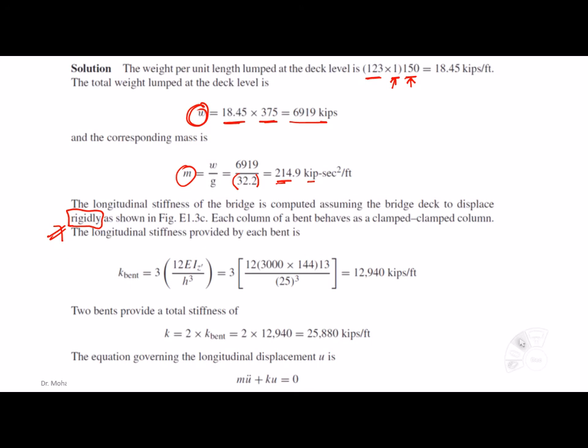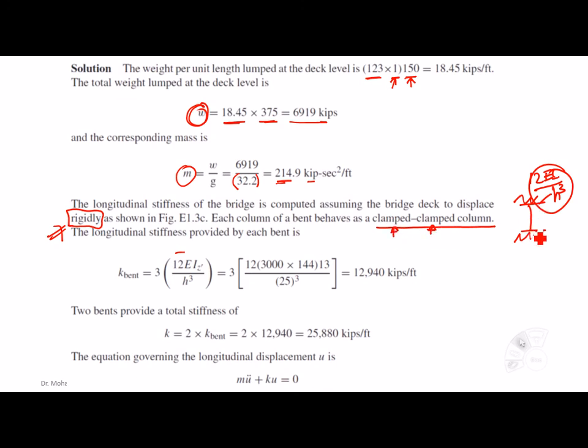The inertia force is rigidly distributed among the supporting systems. Each column of a bin behaves as a clamped column. Clamped here means as if it is fixed. Why is he telling us clamped? Because we are going to use 12 EI over h cubed. Do you remember 12 EI over h cubed? This is the reason for telling us clamped here.